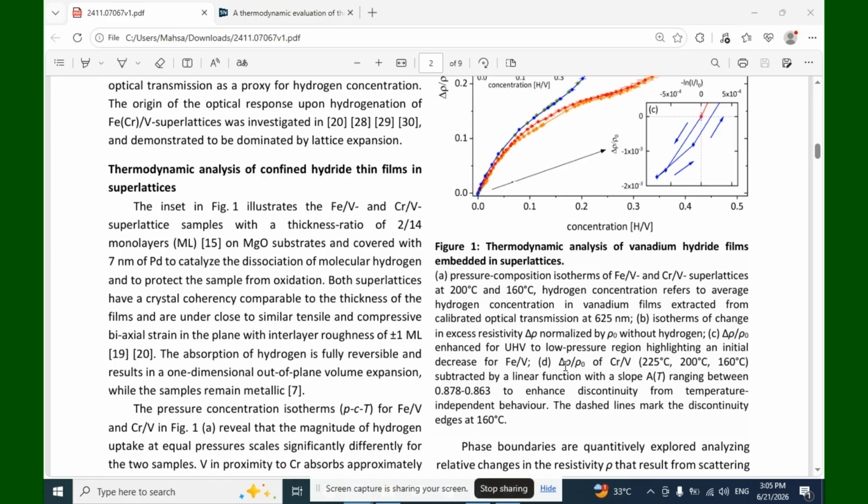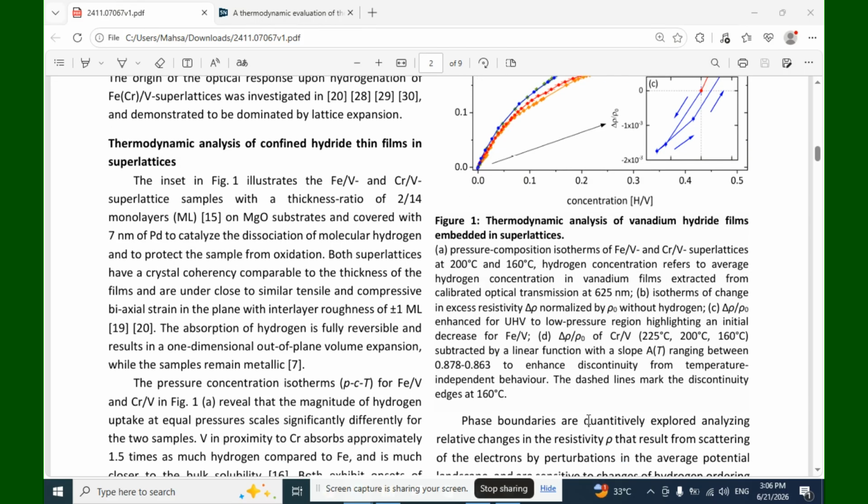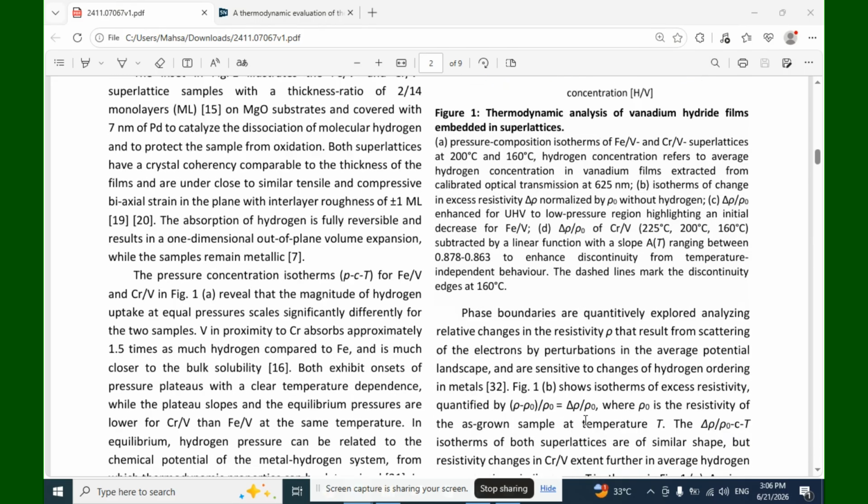Section T shows the delta rho per rho zero of the chrome at the different temperatures: 225 degrees Celsius, 200 degrees Celsius, 160 degrees Celsius, subtracted by a linear function with a slope ranging between 0.878 and 0.863 to enhance discontinuity from temperature independent behavior. The dashed lines mark the discontinuity edges at 160 degrees Celsius.